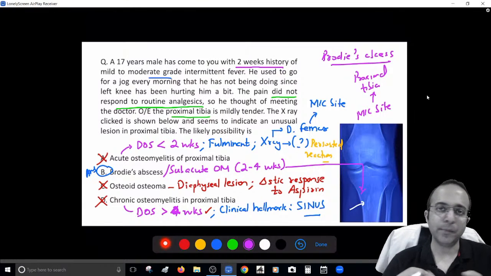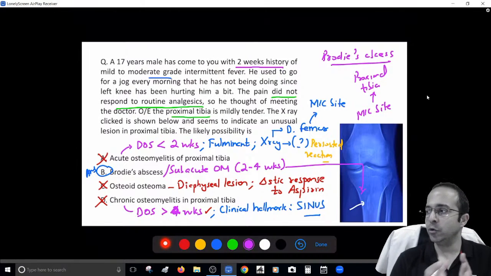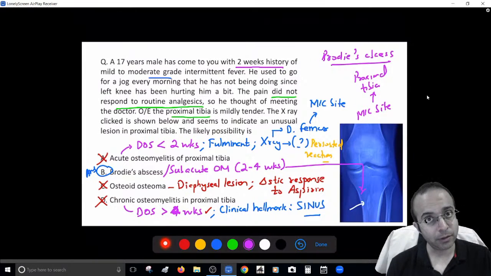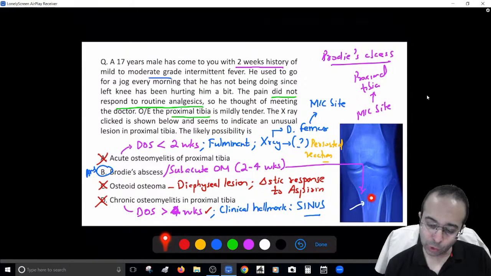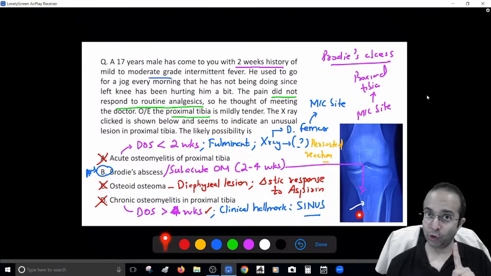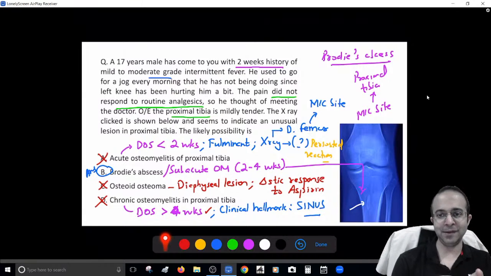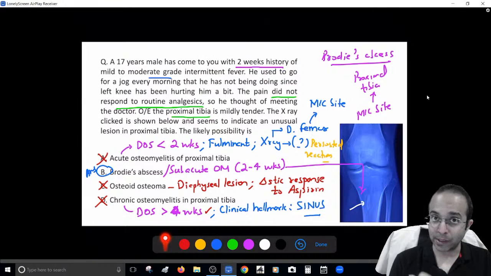Now what basically happens in Brodie's abscess? Either you don't have a fulminant organism, or the host has a very good immunity. So the pus will remain localized to the metaphysis. It would not spread. The periosteum would not be lifted. There will be no periosteal reaction. There will be no sinus formation. So this pus got contained within the metaphysis, forming that abscess. This is why I'm saying this is Brodie's abscess.